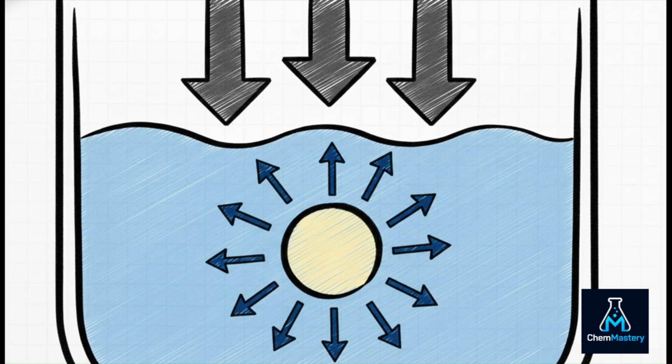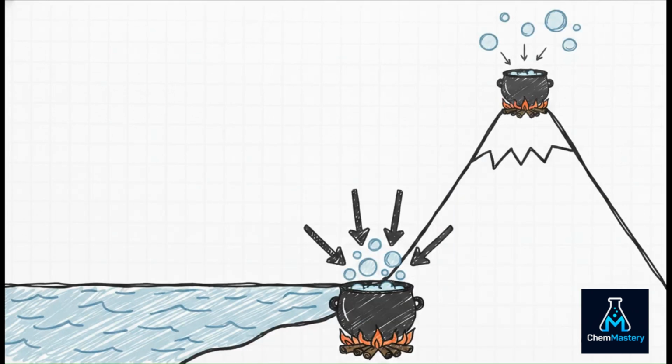If the atmospheric pressure pushing down changes, well, the temperature required to push back and create that bubble is going to change too. So the boiling point of water is 100 degrees Celsius, sure, but that value is strictly tied to standard pressure, meaning the pressure of the atmosphere right at sea level.